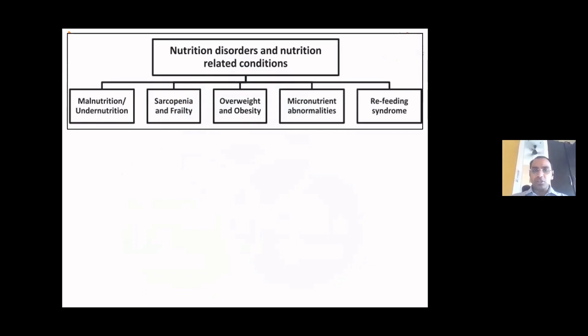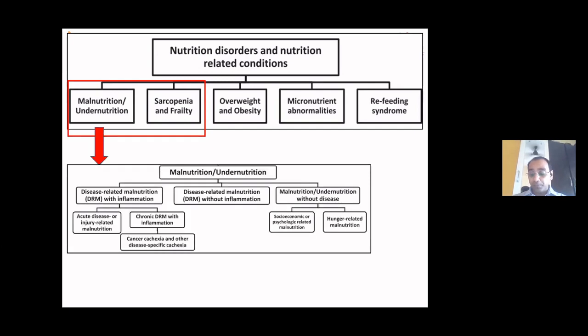Nutritional disorders have various types. These are the major classifications of nutritional disorders. You have malnutrition, you have sarcopenia and frailty. On the other spectrum, you have overweight and obesity. You have solitary micronutrient abnormalities, and then you have refeeding syndrome. But for the purpose of this talk, and mostly because these two are the most commonly encountered problems, we are going to be dealing with malnutrition and sarcopenia and frailty, because these are the patients that we generally see in our OPD, unless of course you are running a bariatric OPD.